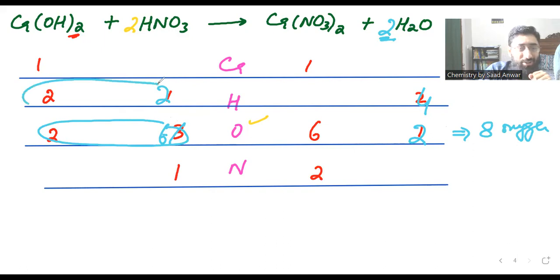So hydrogen is 2 here. Hydrogen is okay. Calcium is already okay. Hydrogen is balanced. Oxygen is balanced. What about nitrogen? And when I put 2 here, nitrogen will become 2. So nitrogen is balanced, guys. So this is the way how we quickly balance the equation.